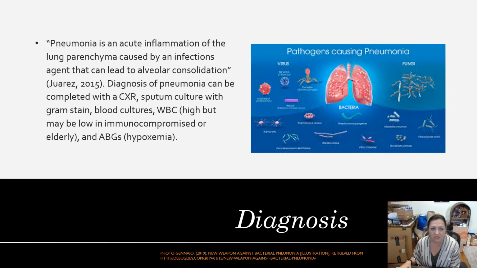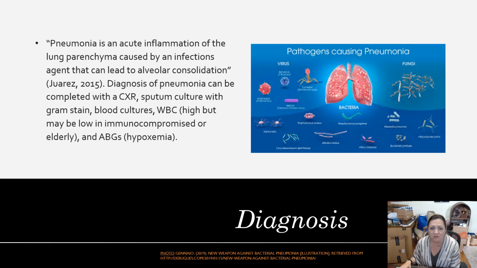Diagnosis of pneumonia can be completed with a chest x-ray, sputum culture with gram stain, don't forget that, blood cultures, and white blood cell count. It may be high, but it may also be low in the immunocompromised or the elderly, and ABGs, including hypoxemia signs. Once the diagnosis of pneumonia is made, the identification of the pathogen is done by means of sputum characteristics such as the gram stain, color, and odor.